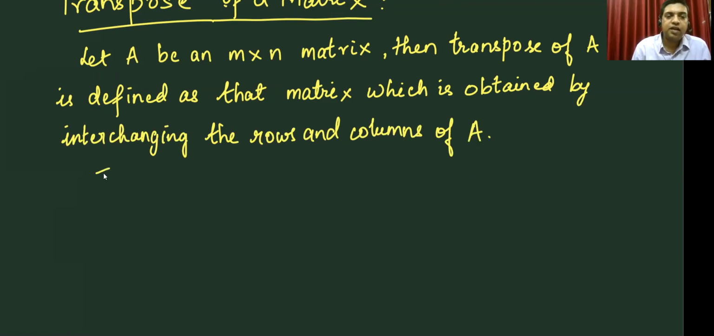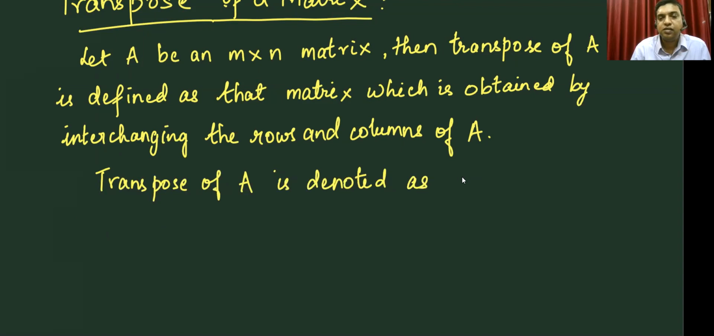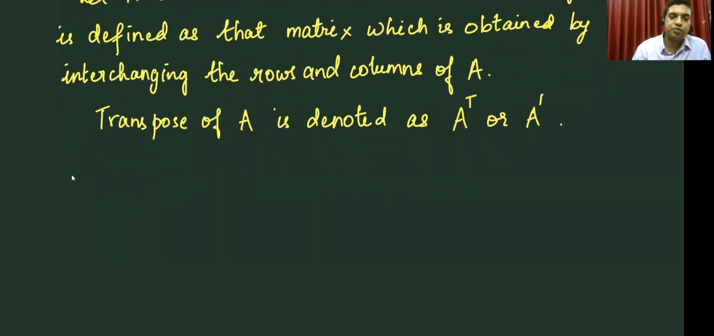All right, and the transpose of A is denoted as A raised to power T or A dash. Okay, this is the notation of transpose.